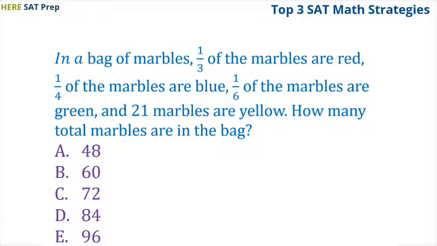Like with the last question, we can figure out pretty quickly that this question will take a while to set up and solve, and that using the answer choices will probably be quicker and easier. So here's how we could use the answer choices. Let's start with C, which is 72.